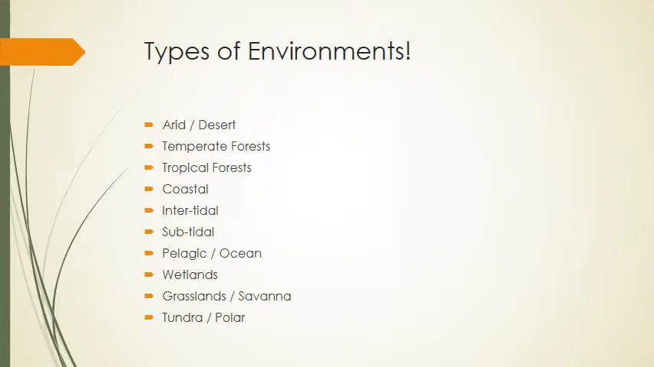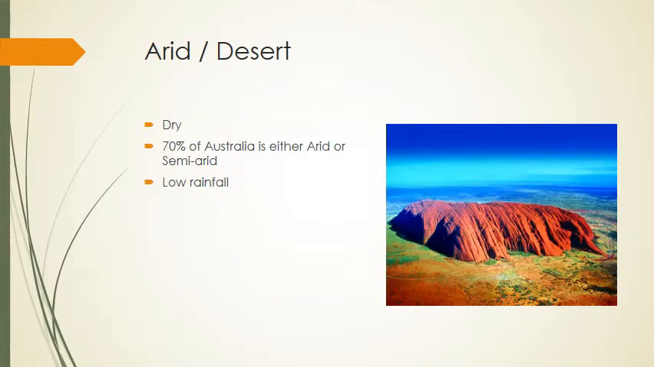So, what are the different types of environments, you ask? Well, there's desert, temperate forest, tropical forest. We have our coastal environment, which then, as you start to head to water, you have intertidal, then subtidal, and then ocean. We also have wetlands, or grasslands, which can also be called savanna. And we have our tundra, or polar, cold environments. So let's have a look at them in detail.